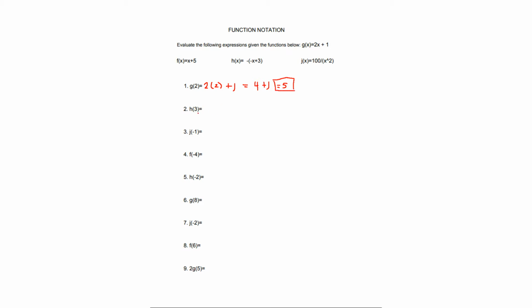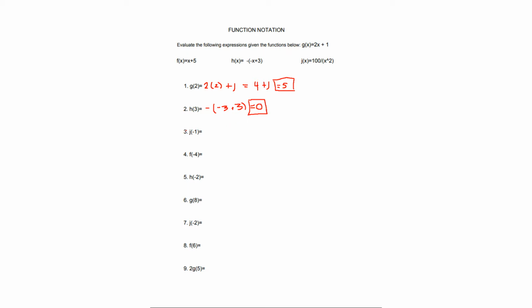Number 2, it's h of 3. So h of x when x is equal to 3. If you plug that in, it's negative 1 times the quantity of negative 3 plus 3. And negative 3 plus 3 is just 0. So your answer is just 0 for number 2.